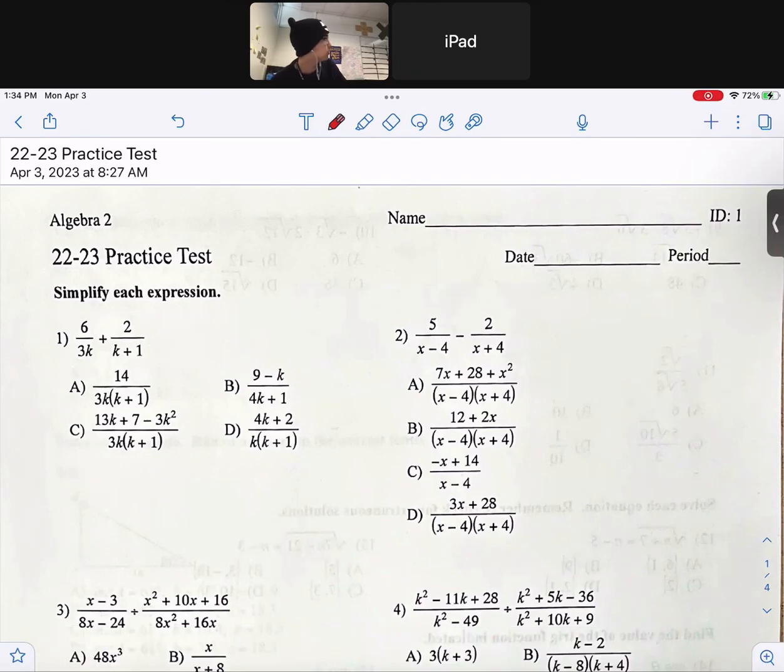Hey guys, so here's your practice test for the week 10 exam, okay? So the first couple of you guys are rational expressions.